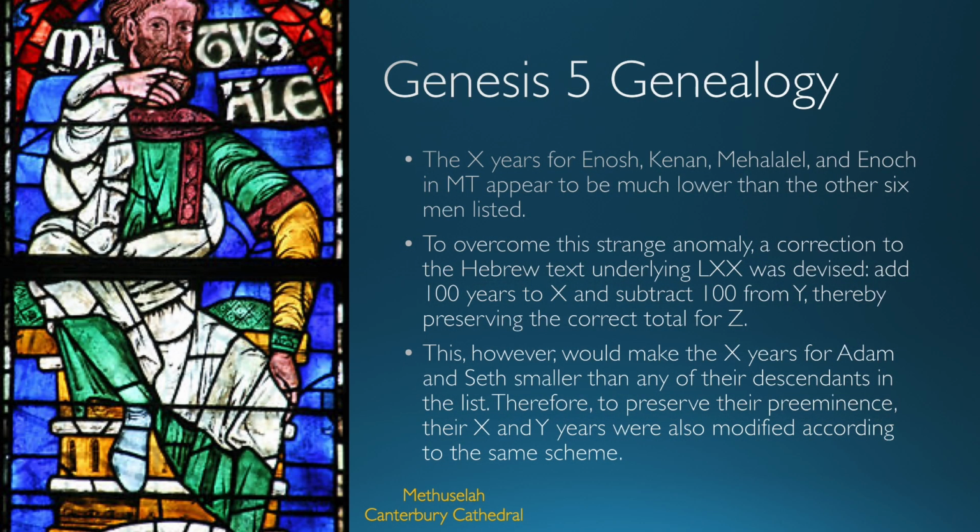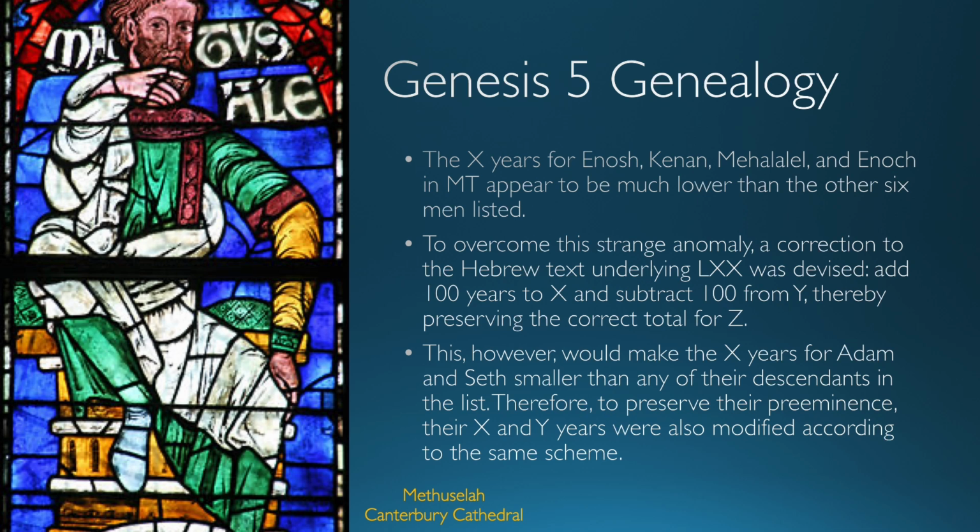So the X years, the years they lived before they generated a descendant, for Enosh, Kenan, Mahalalel, and Enoch appear to be much lower than the other six men listed. To overcome this strange anomaly, the Septuagint corrects the Hebrew text and adds 100 years.